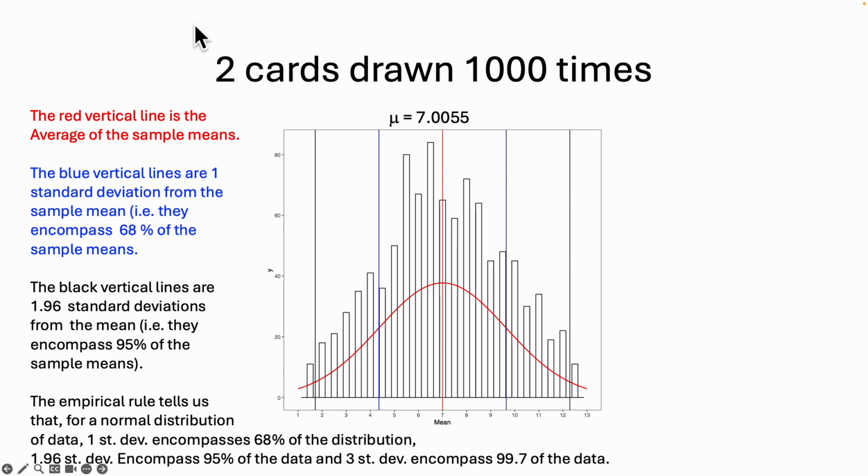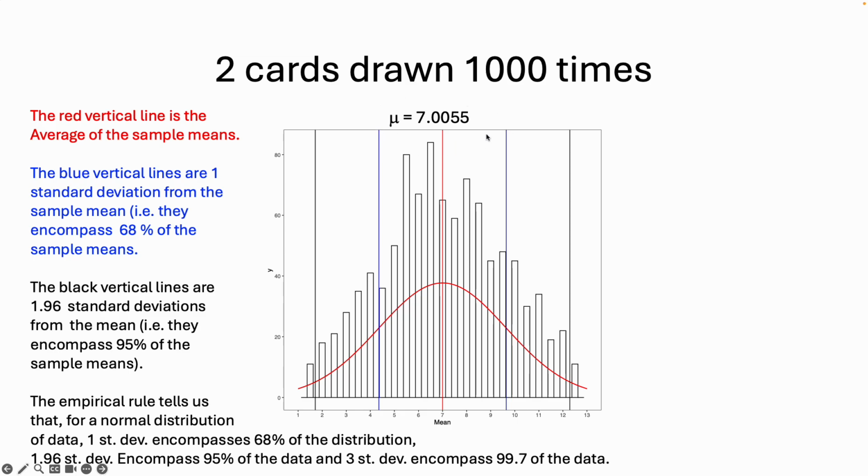Now, as we go through the next slides, we're going to go from 2 cards to 5 cards to 10 cards to 20 cards to 30 cards drawn 1,000 times. I want you to pay attention to how the shape of the distribution changes and how the breadth of the distribution of sample means changes.